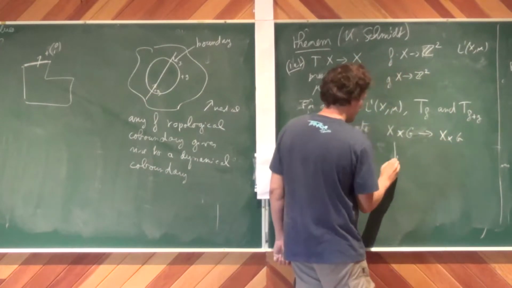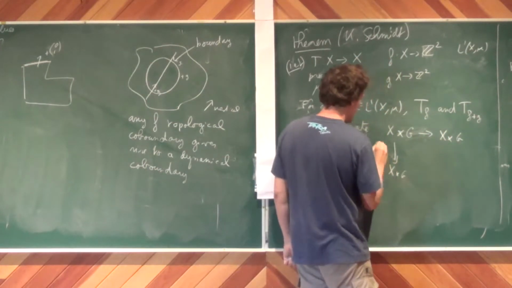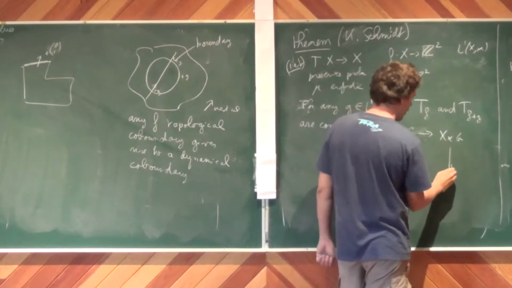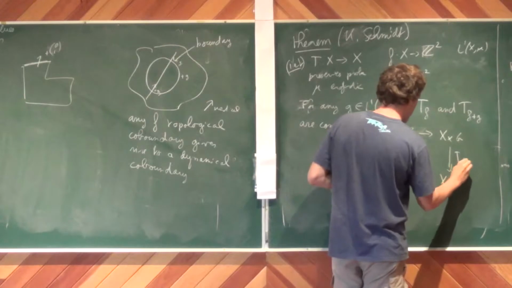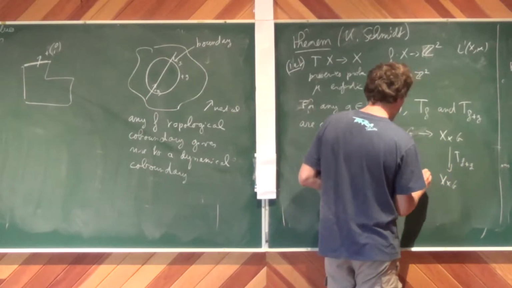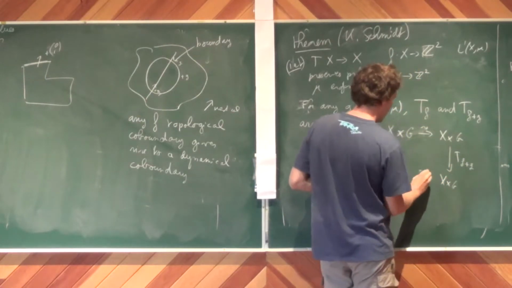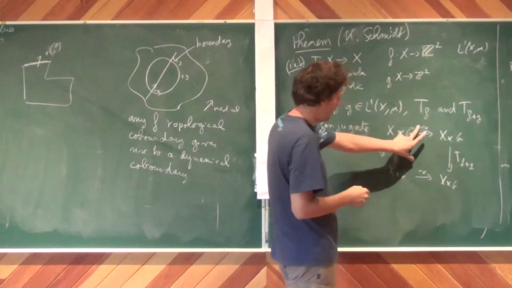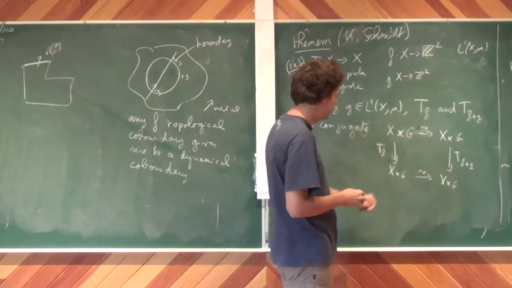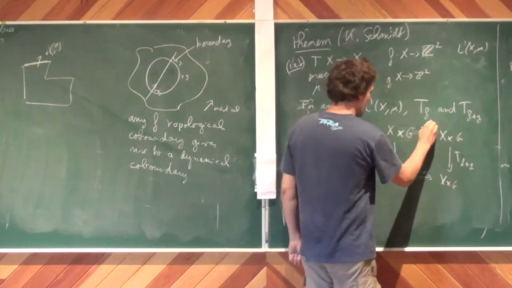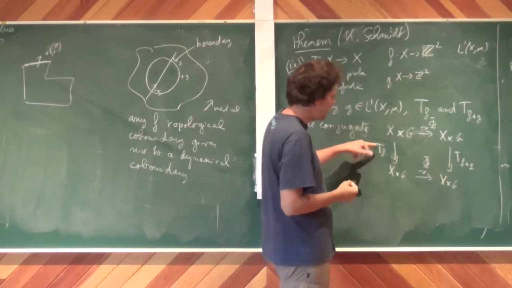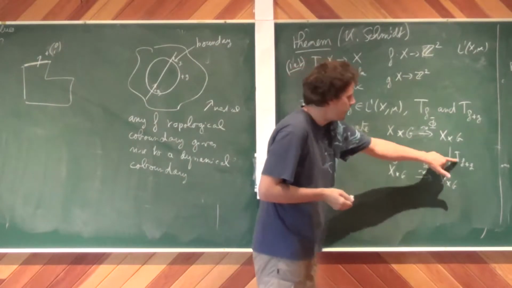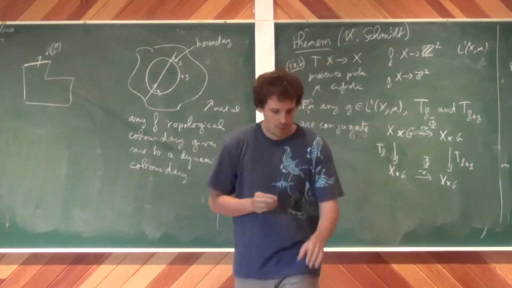So what is the conjugation of the dynamics? You have TF on one side, very much as before when you build the skew product, X times G. On the other side you have TF plus G, and you have a function, a Borel isomorphism here, let's call it phi, such that the diagram commutes, which exactly tells that TF and TF plus G have exactly the same dynamics.